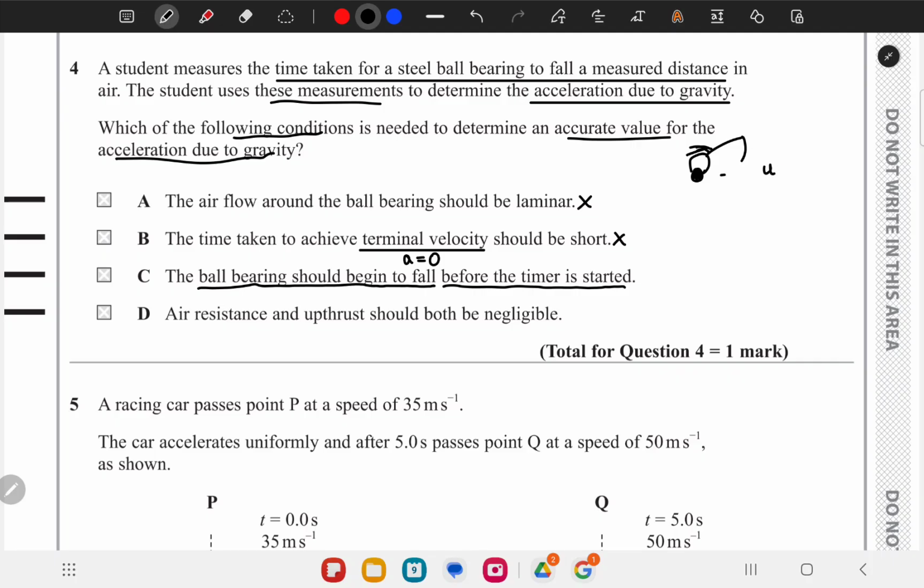If I do that, I can find the initial velocity to be 0. Since I'm just dropping it, I'm not throwing it down. I'm gently releasing my fingers and it will start to fall down and its initial velocity will be 0.